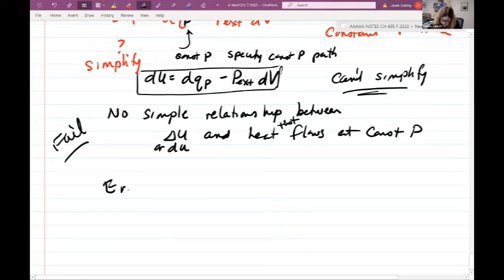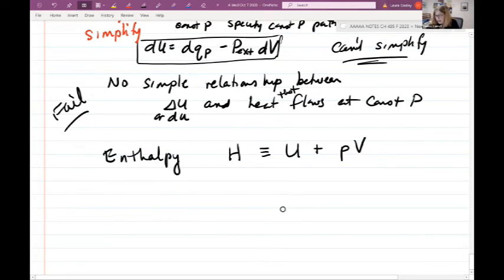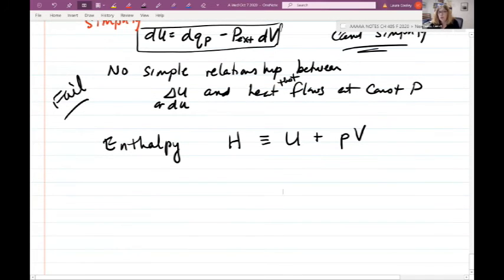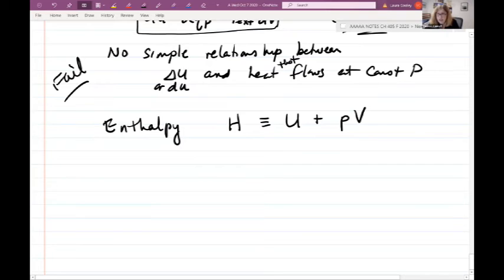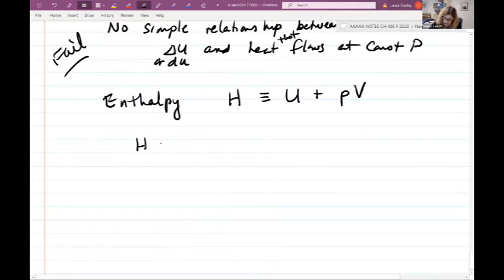So enthalpy is defined, H, as the internal energy plus the product of volume and pressure. And it looks completely arbitrary. Like, why would you define some new thermodynamic function that has this definition? But the reason why you define it this way is because enthalpy becomes very simply related to the heat that flows at constant pressure.